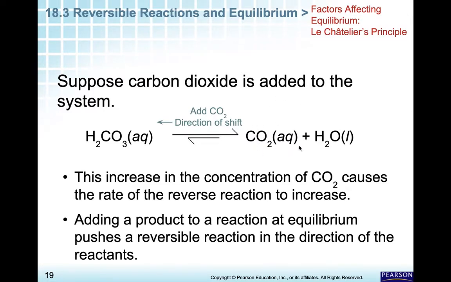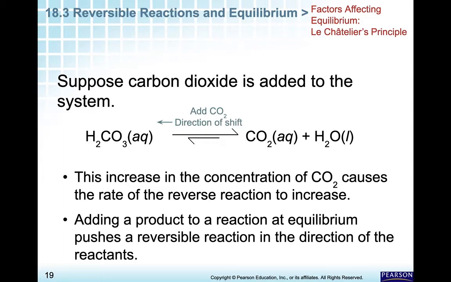We added more on this side, which means the system is going to want to shift this way towards the reactants. We added more product. The system will want to use more of that up, make more reactant until it gets back to its equilibrium ratio. So we've pushed the direction of the reaction towards the reactants.